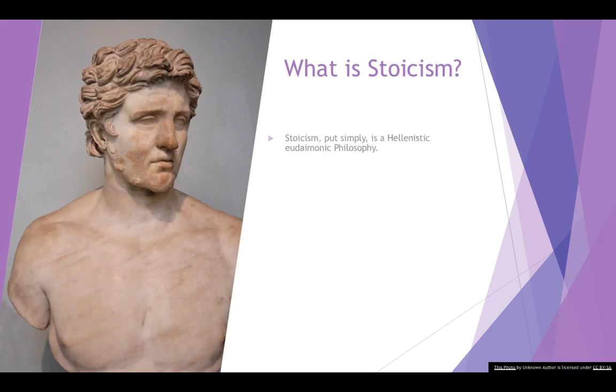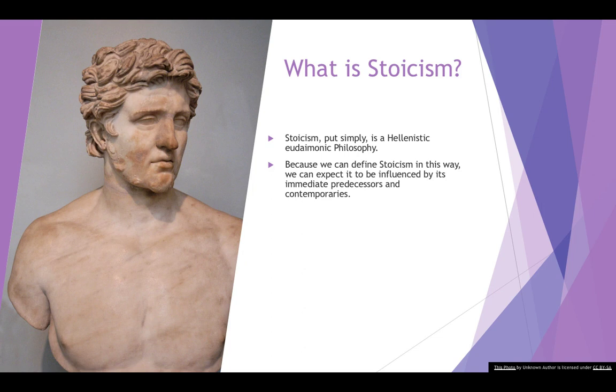So really, what is Stoicism? Well, put simply, Stoicism is what is known as a Hellenistic eudaimonic philosophy. Because we can define Stoicism in this way, we can expect it to be influenced by its immediate predecessors and its contemporaries, because the definition is quite broad. The Hellenistic refers to the period in ancient Greece when it was first founded, and eudaimonic refers to the type of philosophy that it is. We're going to talk about eudaimonia later on.